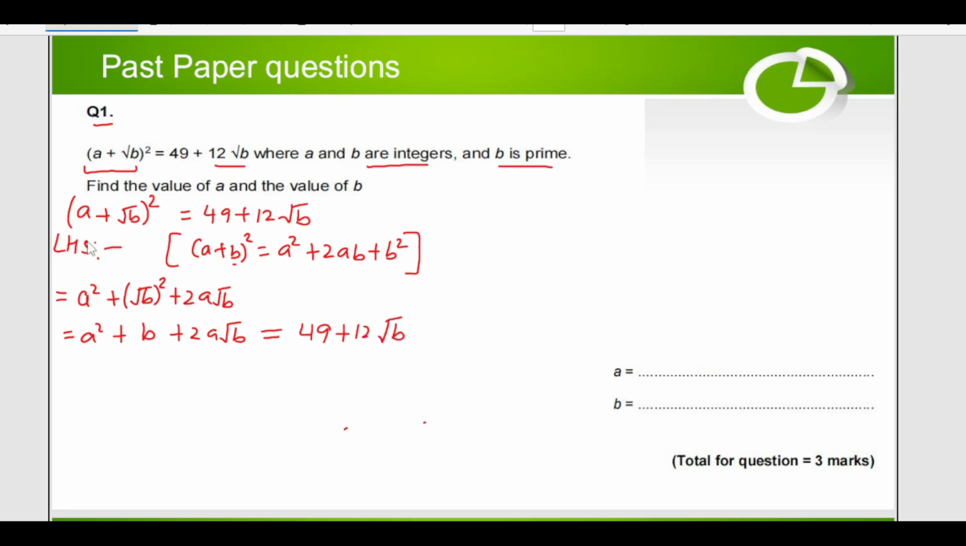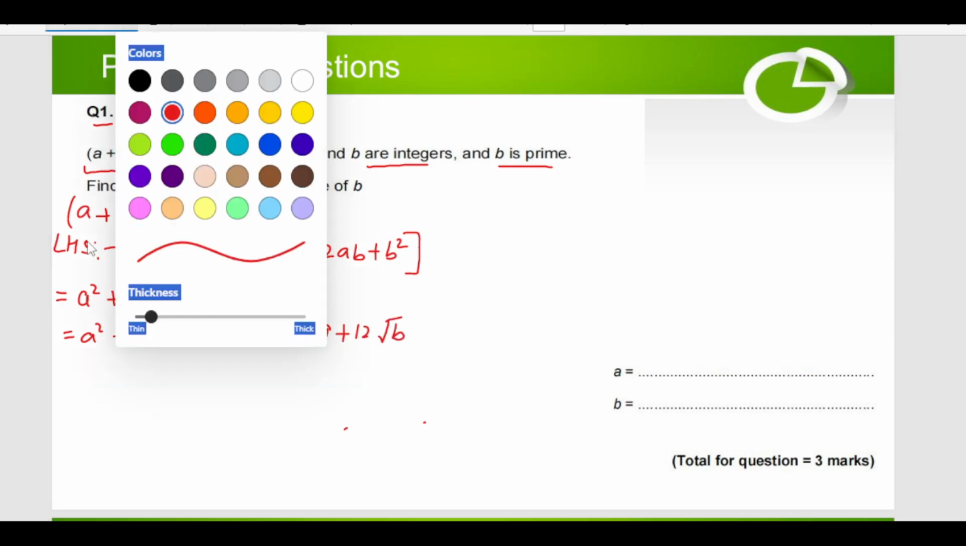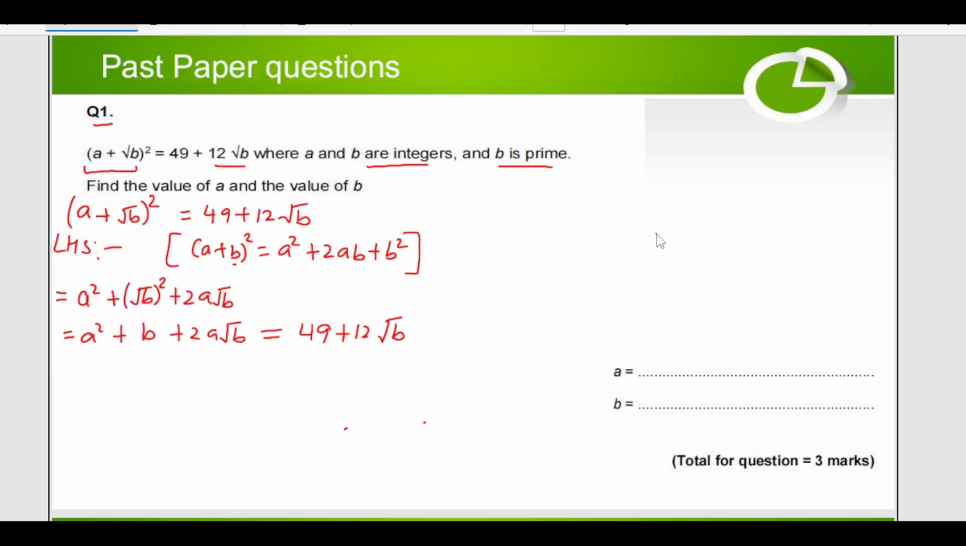Now if you look carefully, if we compare the like terms, here we have square root b and square root b. So we are going to compare these. We have 2a equal to 12, so this gives us that a is equal to 6. We got the value of a, and the condition was that a and b are integers, so a can be 6, that is possible, right?